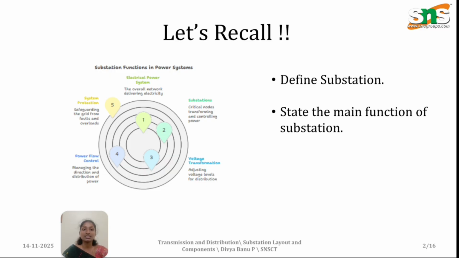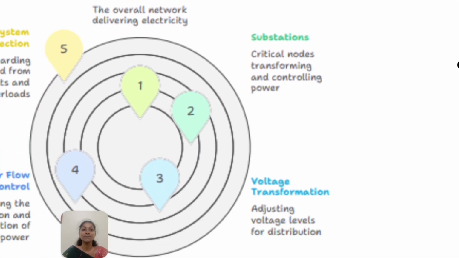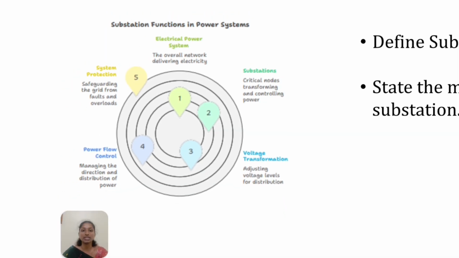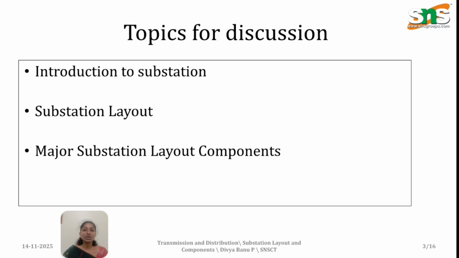So a substation functions in power systems as a critical node for voltage transformation and power flow control, managing the direction and distribution of power and safeguarding the grid from faults and overloads. So the overall network delivers electricity, and the substation is the overall network delivery system, which is very important in transmission and distribution. In this session, we are going to see the introduction to substation, substation layout and major substation components.